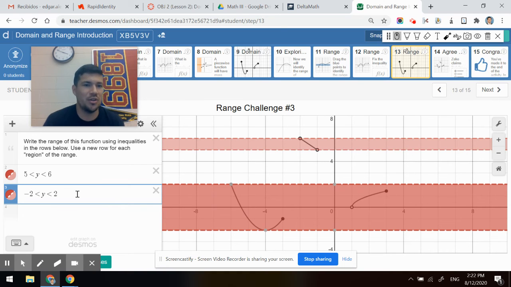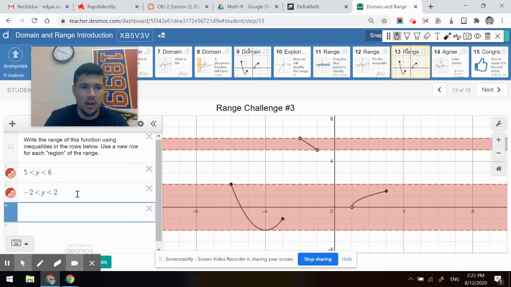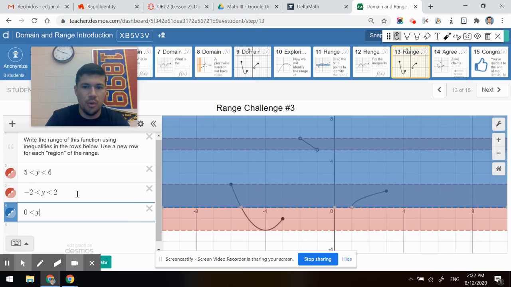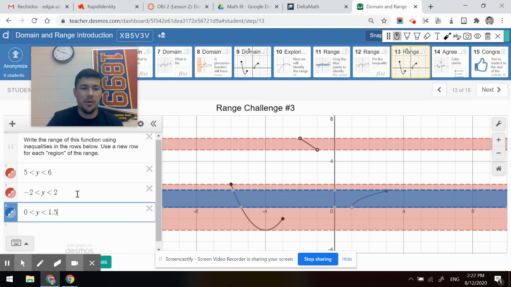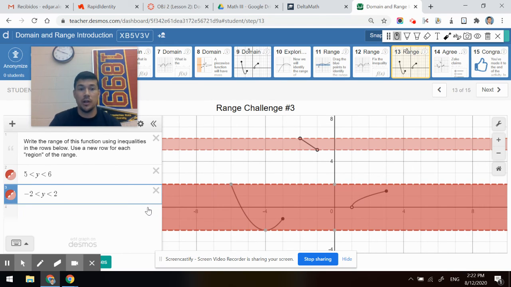So that's something that's a little strange about range. You can have the range of one piece of a function sort of overlap the range of the other part. So I don't have to go and say, well, the range of that third part is 0 to looks like 1.5, maybe a little less than 1.5, right? I don't have to put that because I've already overlapped it. I've already included it. So that is how range works.